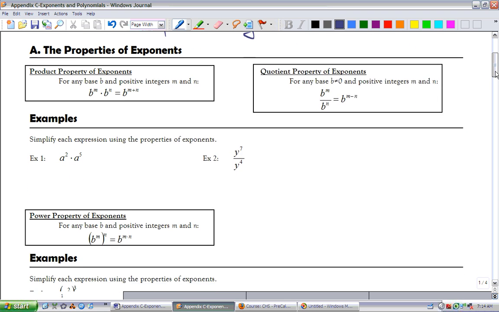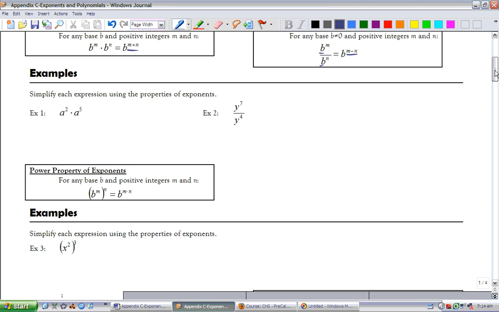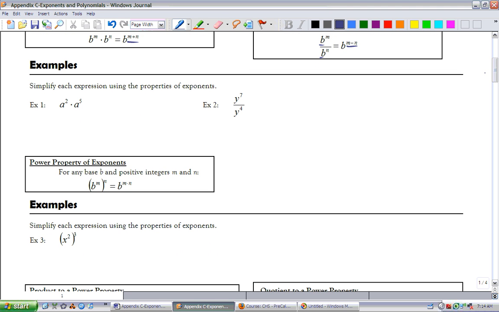Alright. Now, properties of exponents. Basically, if you're multiplying two expressions that have the same base, you can add their exponents, and if you're dividing two expressions with the same base, you are subtracting them. It should be pretty much review here. So let's take a look at this. If we have a squared times a to the 5th, that's equal to a to the 2 plus 5, which equals a to the 7th.